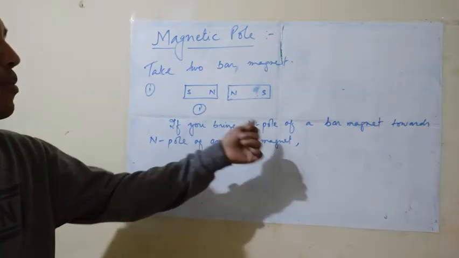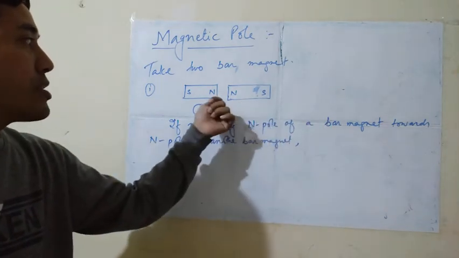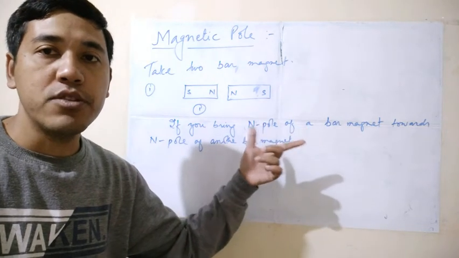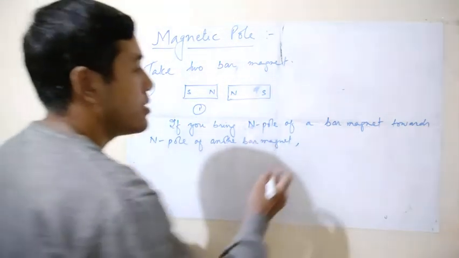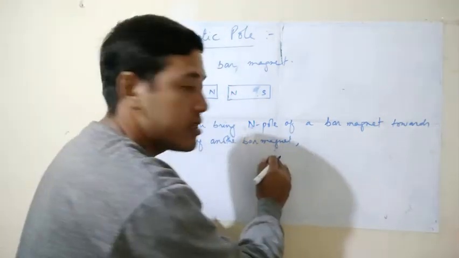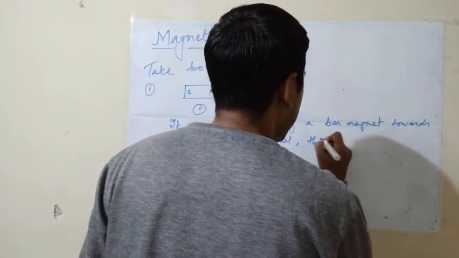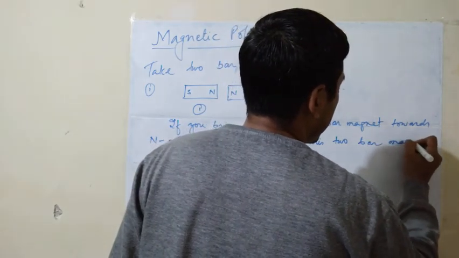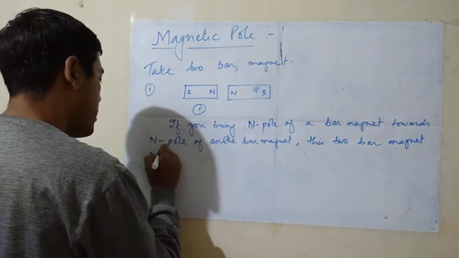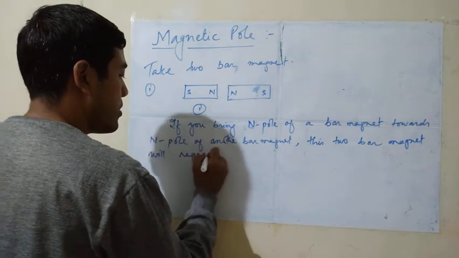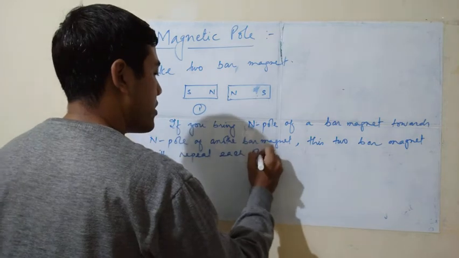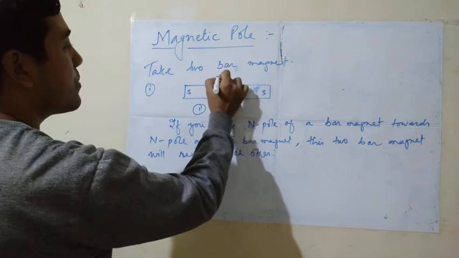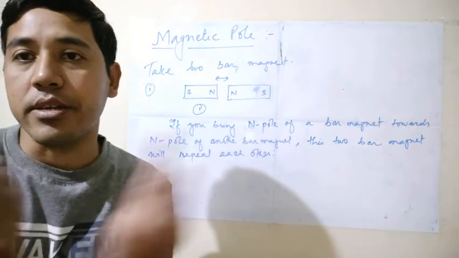When we bring the north pole of a bar magnet towards the north pole of another bar magnet, what do you observe? What do you feel? These two bar magnets will repel each other. They will not attract. They will repel each other.